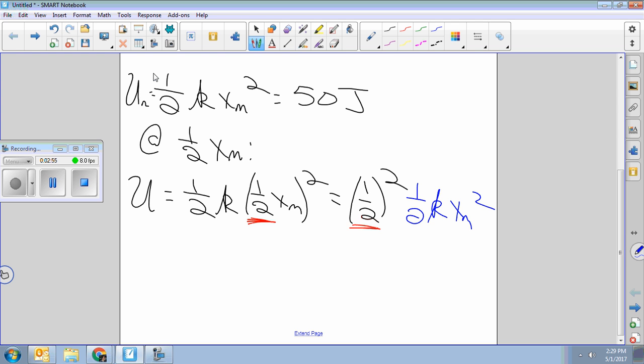Does that make sense? What I just wrote in blue, what is that? That's the maximum potential energy, right? So it's a quarter of that. So that's a quarter of 50, 12.5 joules. That's the potential energy, but the question doesn't want to know the potential energy, it wants to know the kinetic. So how much kinetic energy do we have so that it adds up to 50? 37.5, right?